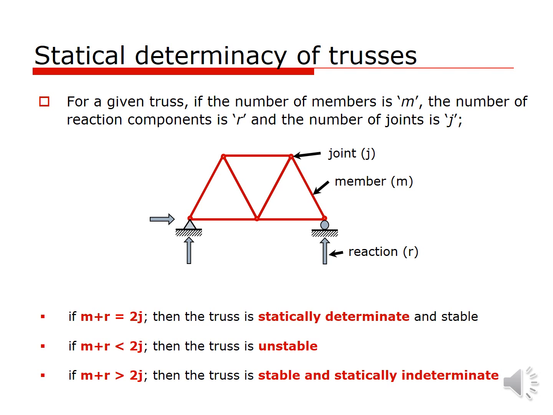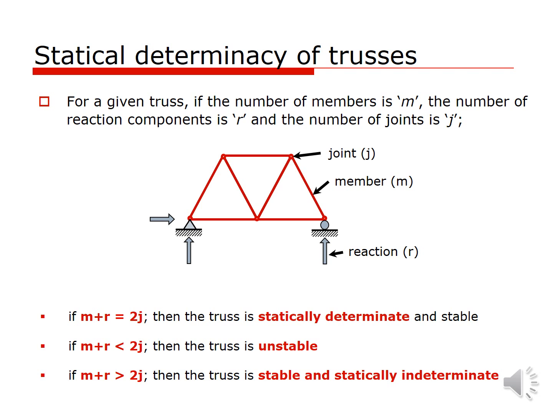Let's say the total number of joints in a truss is J. Then there are 2J equilibrium equations, since every joint of a truss in equilibrium is itself in equilibrium. So that gives the number of equations as 2J. And we should know the number of unknown forces. Those are reaction forces plus member forces, that is M plus R.